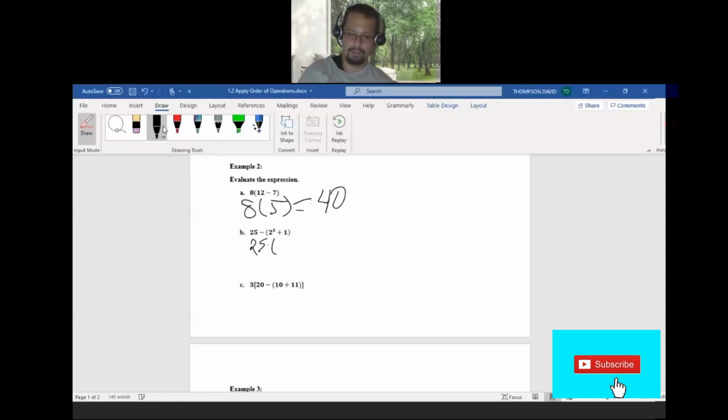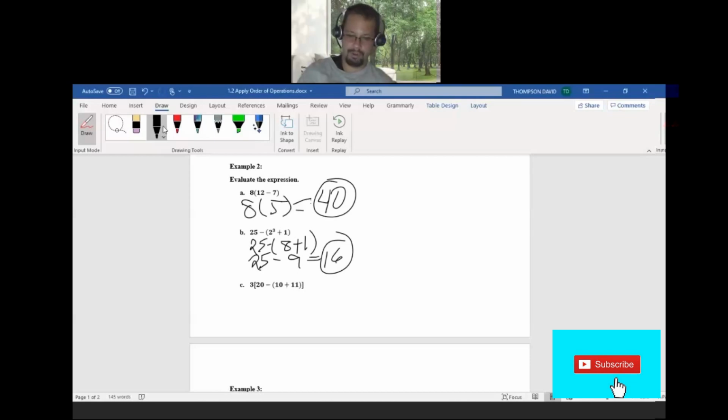minus 2 cubed, which is 8, plus 1. Finish the grouping symbols off. 25 minus 9, which gives me 16. And I am done.